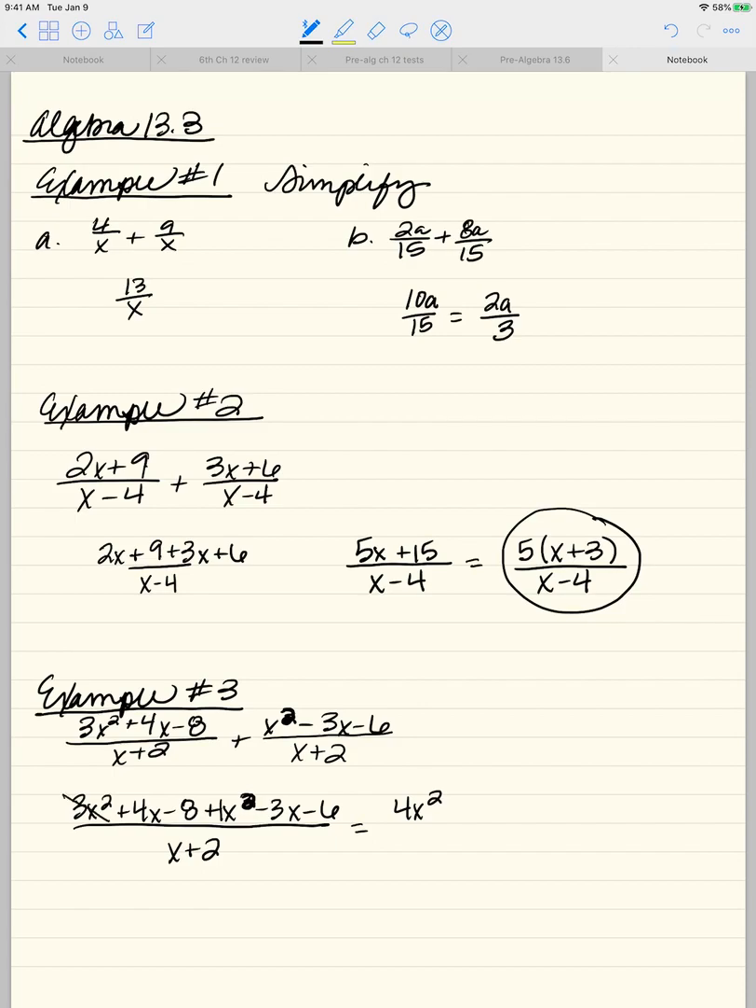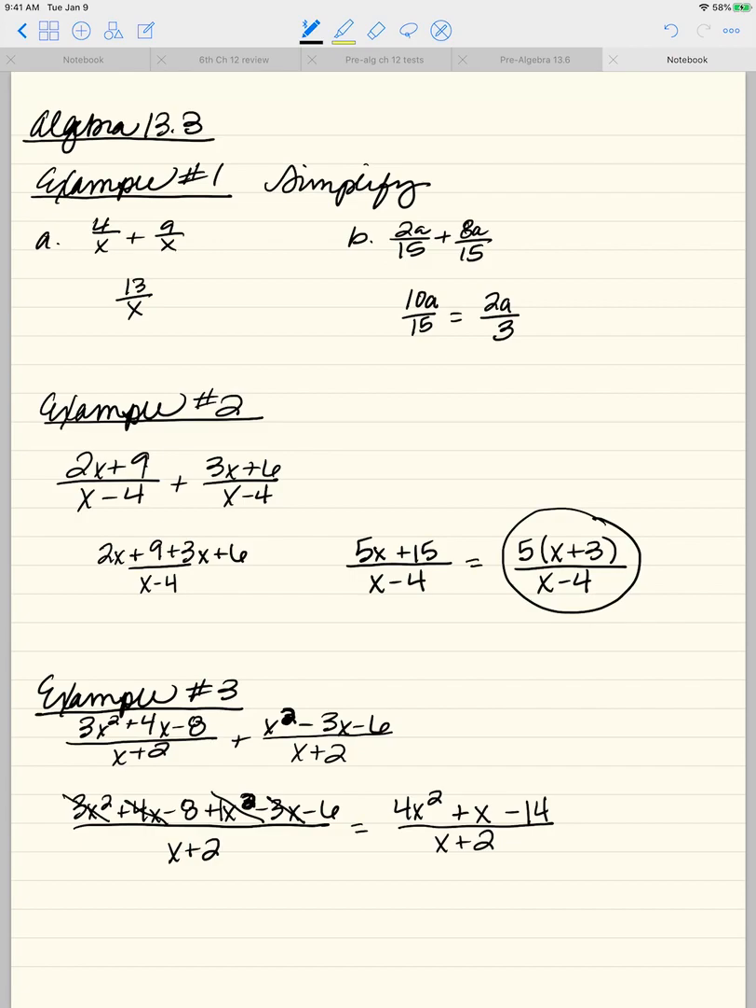And sometimes when I have multiple terms like this, I just like to cross them out as I go to make sure I don't lose track of anything. And then I have 4x minus 3x. So that's just going to give me x. And then I have negative 8 minus 6 is going to give me minus 14. That's all over x plus 2. Okay, now I want to factor.